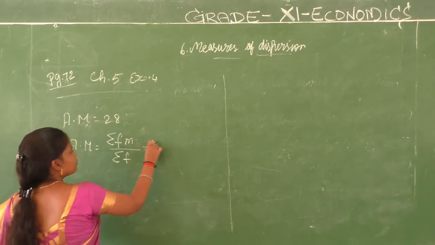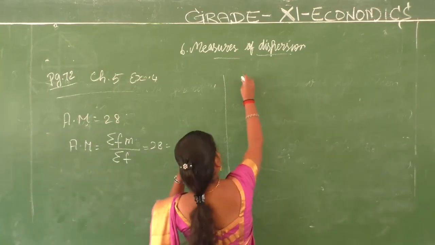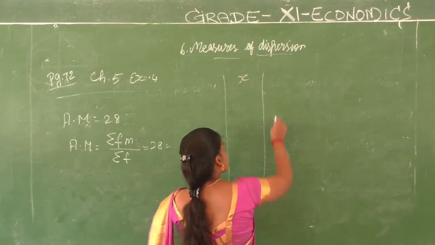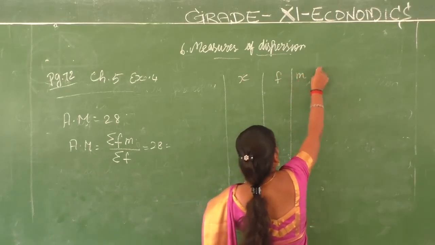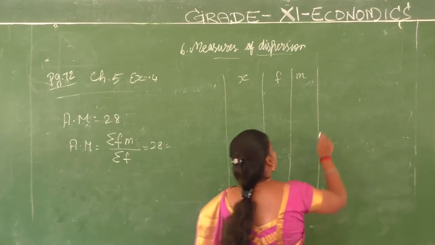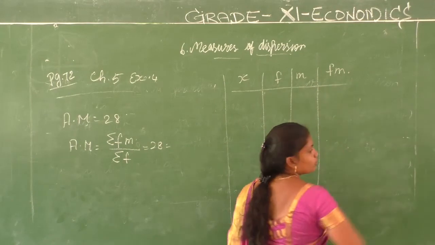Let's take this value which is equal to 28. Now we have to find the rest of the things. So we have x, we have f, we have to find m, and we have to find fm. These are the values we have to find.